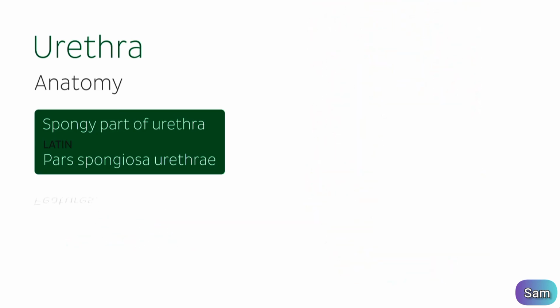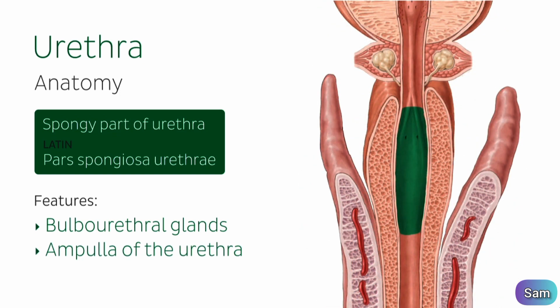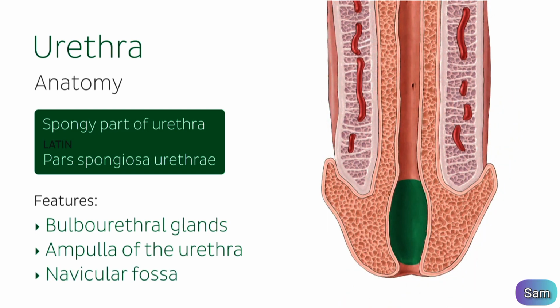There are some additional features associated with the spongy urethra that I'd like to bring your attention to. The first of which are the bulbourethral glands. These glands secrete fluid into the urethra, acting as lubrication. There's also the ampulla of the urethra, which is located within the bulb of the penis, and the navicular fossa, which is located within the glans. Both of these structures are dilations within the spongy urethra.